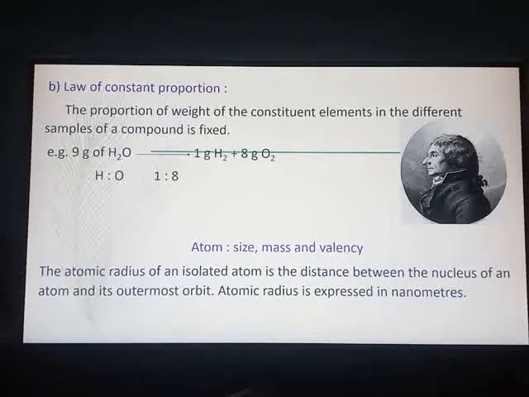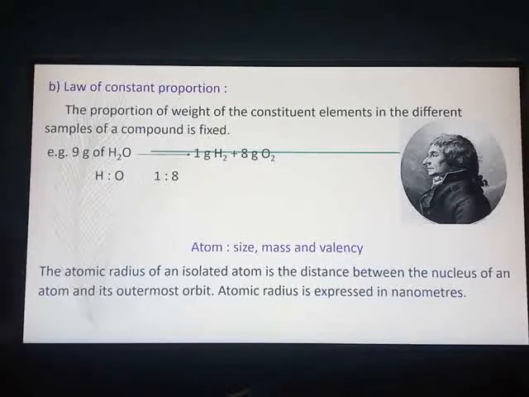Now what can you say about the atomic size? You all know that atom means the shape of a circle, and while drawing a circle you require a radius. Electrons revolve around the nucleus. So to determine the atomic size you should know the atomic radius.